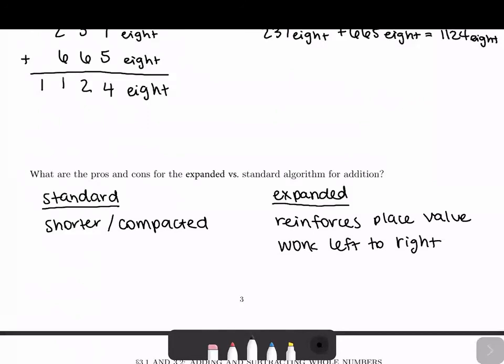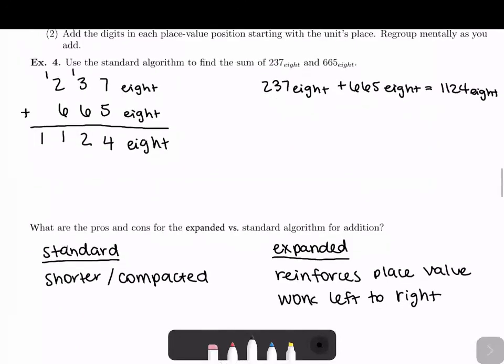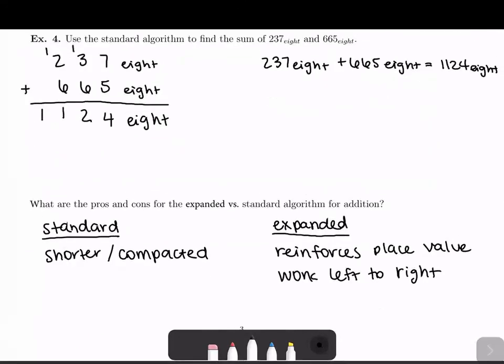But one thing about the standard algorithm is that this mirrors the base blocks, right? We regroup the units, so this mirrors the base blocks, because we regroup the units and then we regroup the longs and then we regroup the flats. So we regroup our smallest to our largest. And so this is really similar to the base blocks.